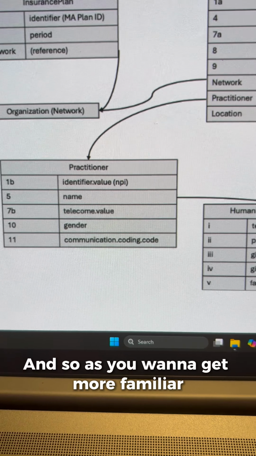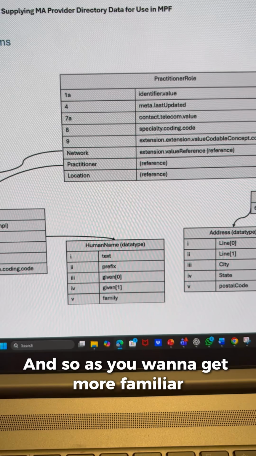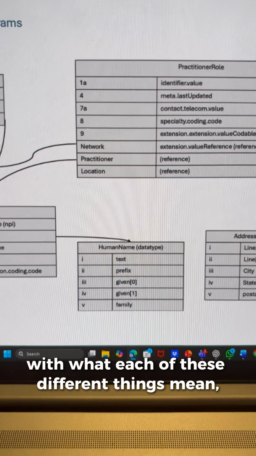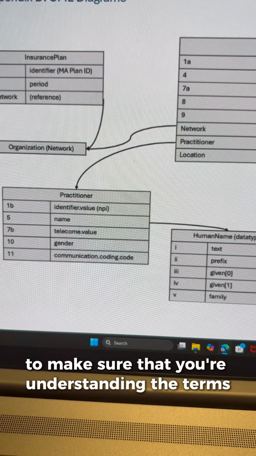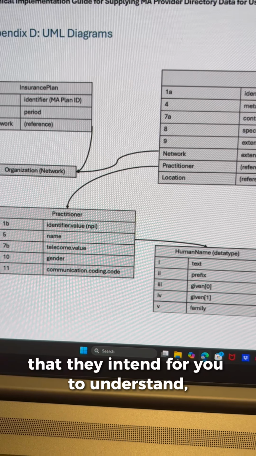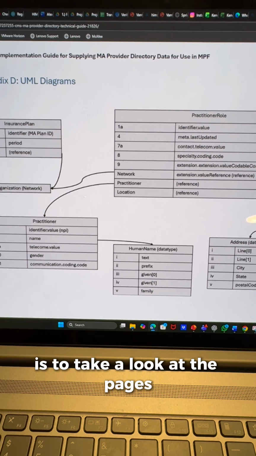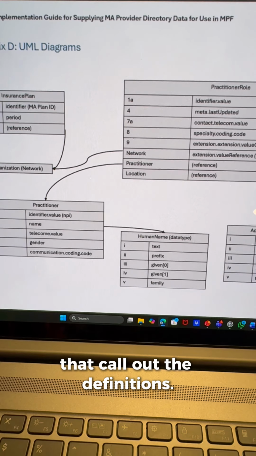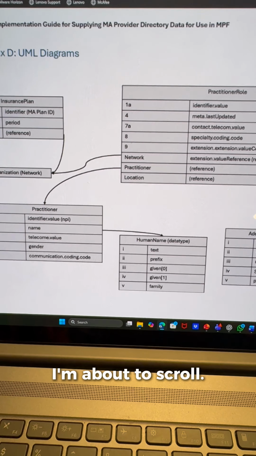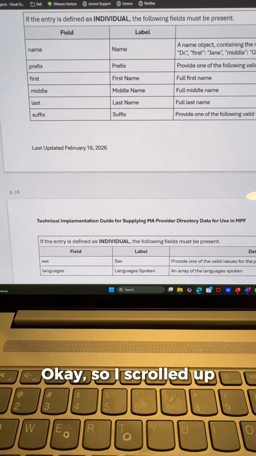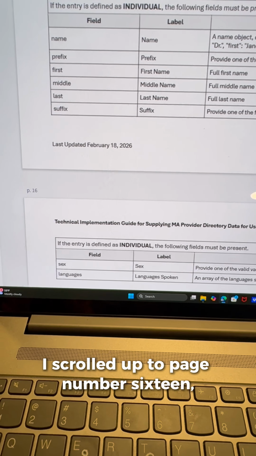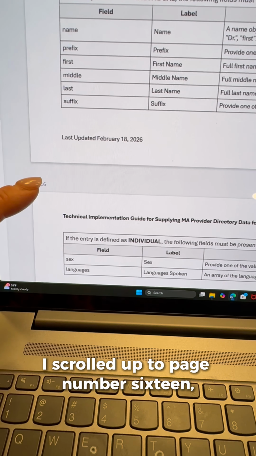And so as you want to get more familiar with what each of these different things mean, the best thing to do to make sure that you're understanding the terms that they intend for you to understand is to take a look at the pages that call out the definitions. So close your eyes because I'm about to scroll. Okay, so I scrolled up and you can see that I scrolled up to page number 16.